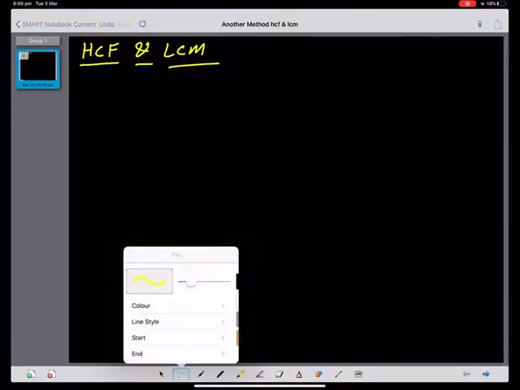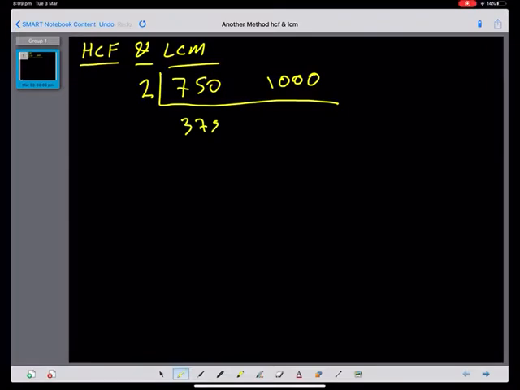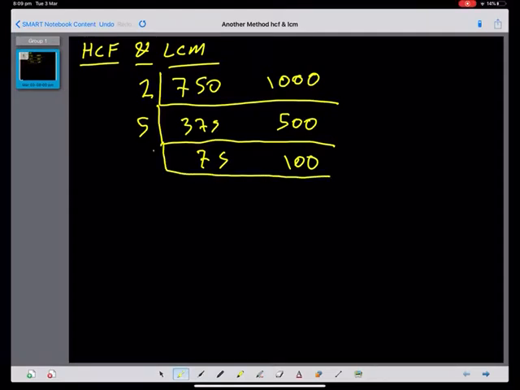Let's do the highest common factor of, let's do 750 and 1,000. Okay, so let's divide by 2. That gives 375 and 500. We can divide by 5. 375 divided by 5 is 75. We've got 100. We can divide by 5 again to get 15 and 20. Divide by 5 again to get 3 and 4.